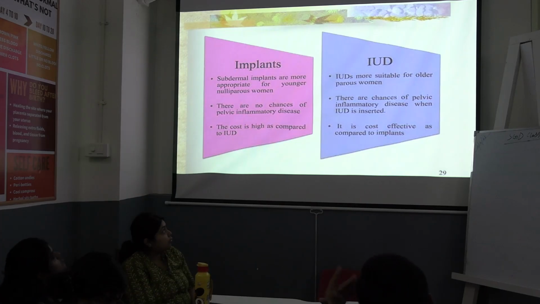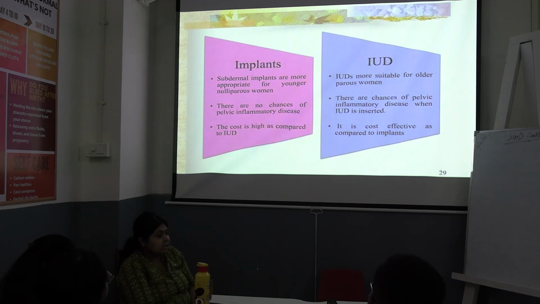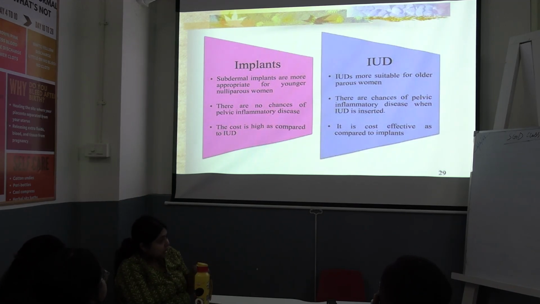IUDs are more suitable for older multiparous women, and most importantly, the LNG IUS, the intrauterine system, had the advantage that it was releasing the hormone locally, inside the uterine cavity, so it did not have any systemic side effects. But another advantage of implants is that there are no chances of pelvic inflammatory disease. In the case of IUDs, you are inserting inside the uterine cavity, so there is a chance of PID. That is the main advantage of implants.